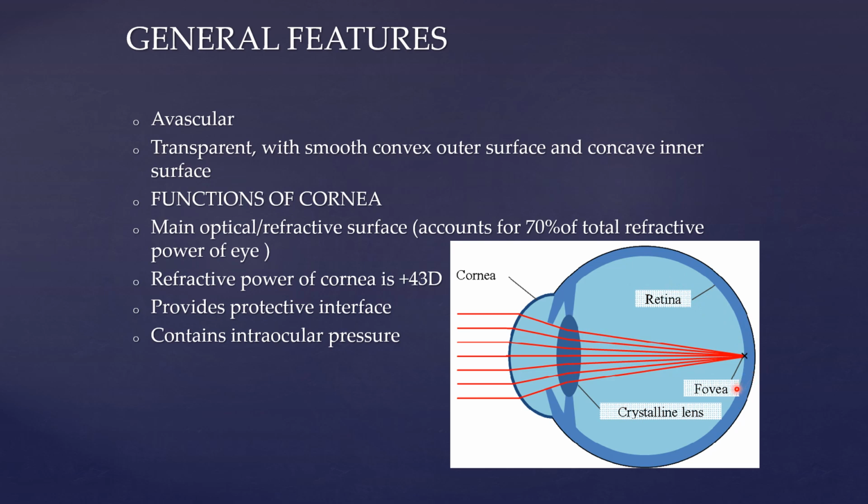The refractive power of cornea is 40 to 43 diopters, which accounts for 70% of total refractive power of the eye. The total refractive power of the eye is 60 diopters, out of which cornea provides 40 to 43 and the remaining 18 to 20 diopters is provided by the crystalline lens.